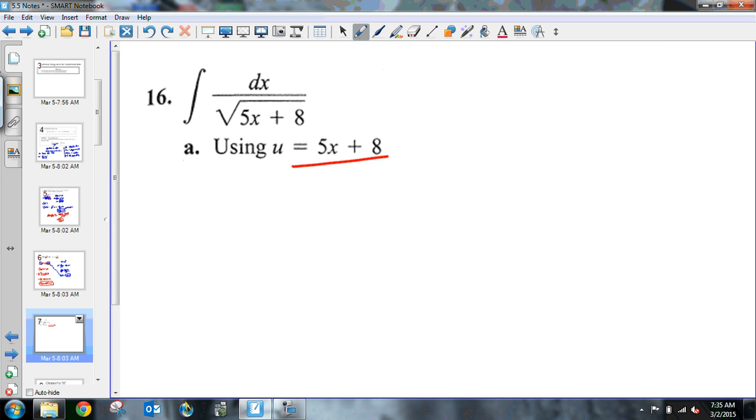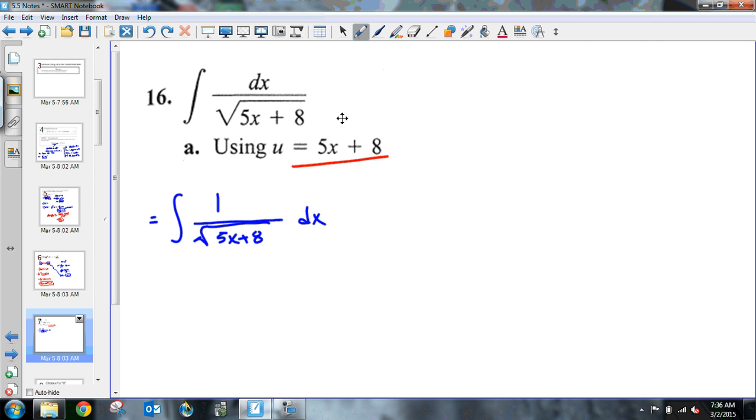Now, they're giving you the values for u. So here I want to rewrite my integral, I'm going to rewrite this whole thing first. I don't like it when they put the dx up here. I like when they have it as 1 over the square root of 5x plus 8 dx on the side. This and this are the same thing, it doesn't really matter.